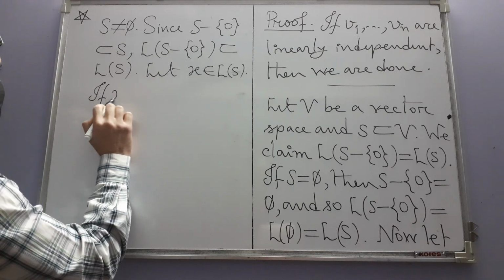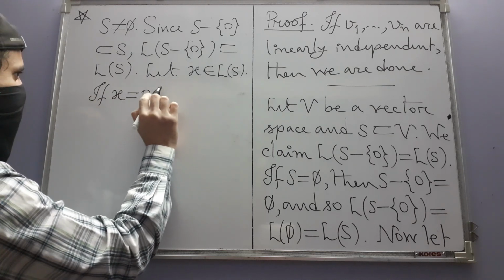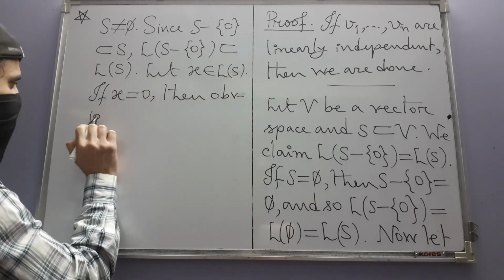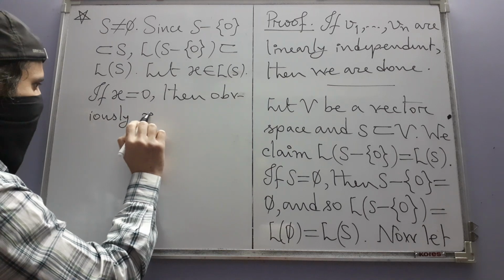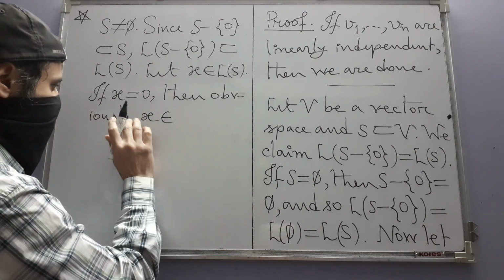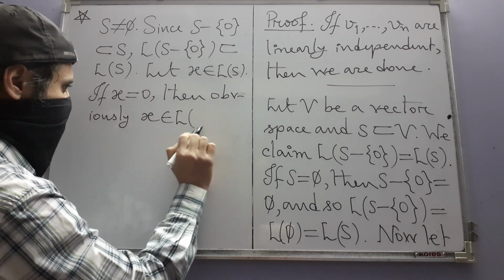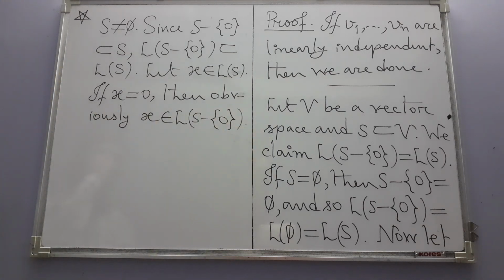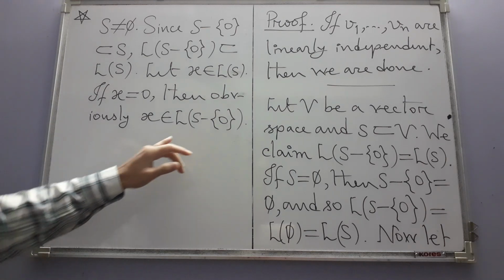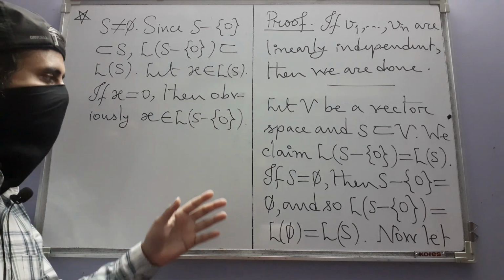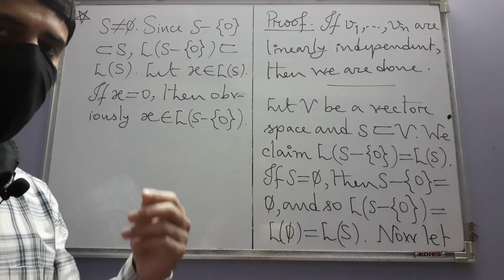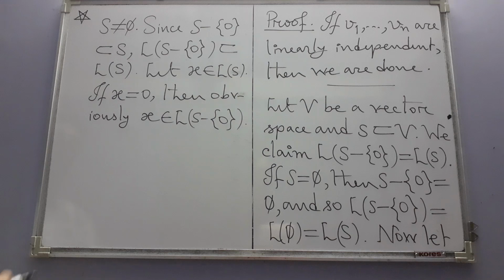If this x is equal to 0, then obviously x belongs to this linear span. Why? Well, that's because regardless of what the set S is, its linear span after all is a subspace of V and so should have the 0 vector. That's why in this case x belongs to this.